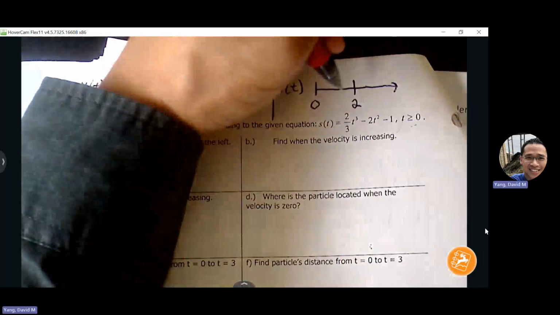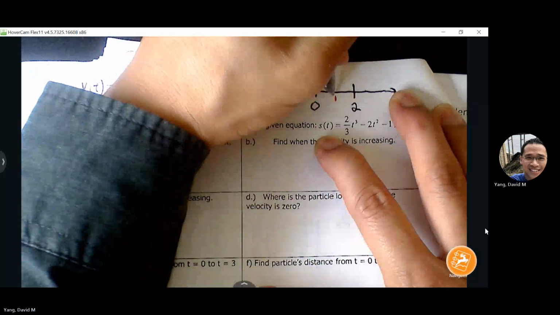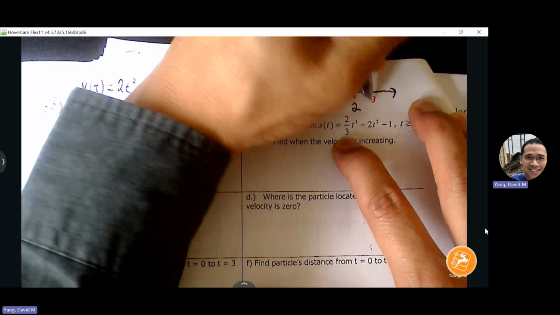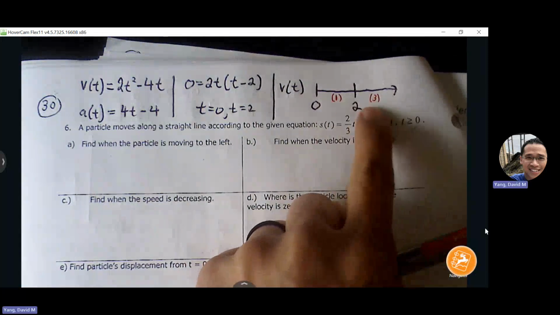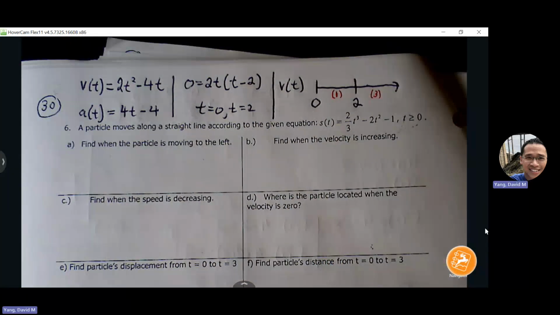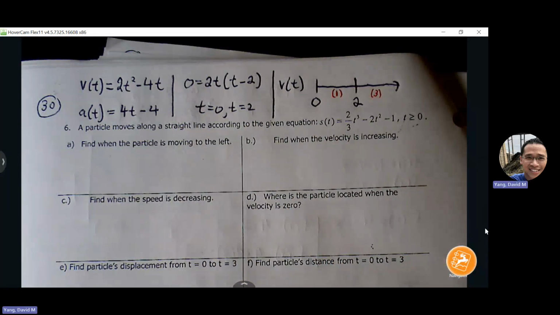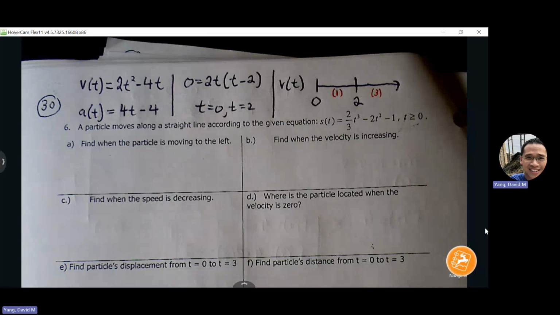Okay. We're going to do test points. But remember, these test points have no other purpose except to fill up the signs. The 1 and 3 that I'm choosing have no other place in the problem. Okay? We're just using the 1 and 3 to figure out what the signs are, and then after that, we don't care about those numbers anymore.